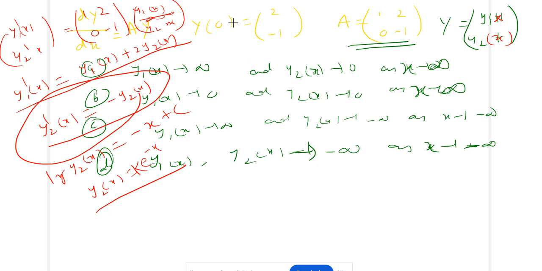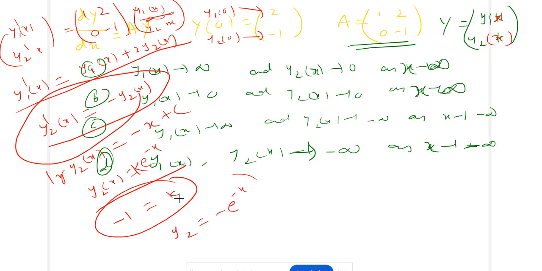Looking at the initial condition, y1 of 0 is 2, y2 of 0 is minus 1. So y2 equal to minus 1 when x equal to 0, then k equal to minus 1. So y2 equal to minus e power minus x. This is the problem. In the same way, for y1 dash of x, we can take y2 and substitute it here. Then what will happen?